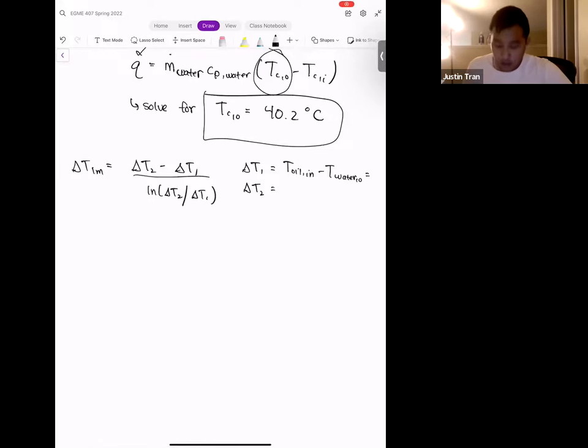And delta T2 is going to be the temperature difference on the right side of the heat exchanger. And so this is going to be T oil out minus T water in. Okay. And so if we plug in for these, we get delta T1 here is going to be 59.8 degrees C. And delta T2 is going to be 30 degrees C.